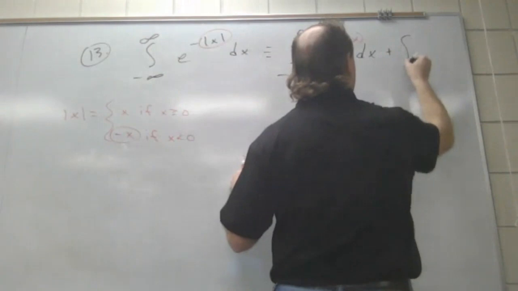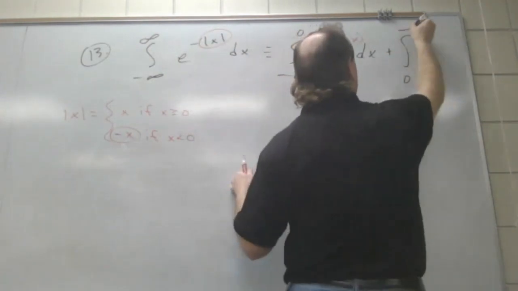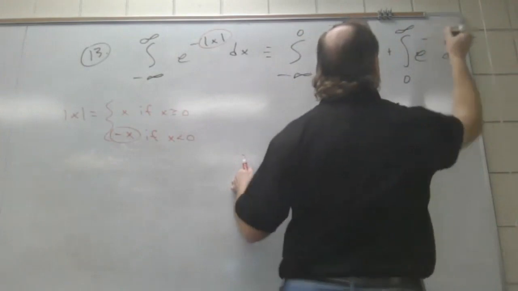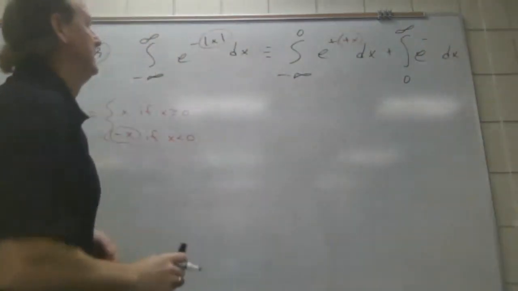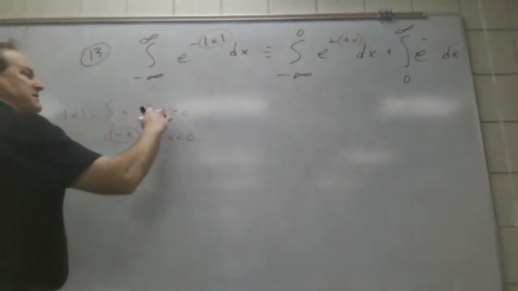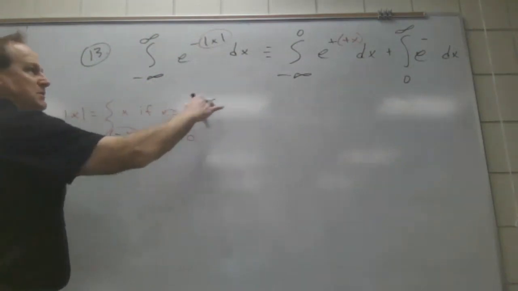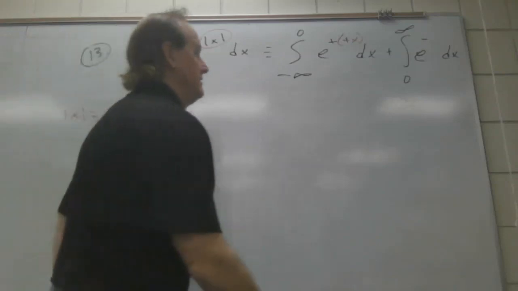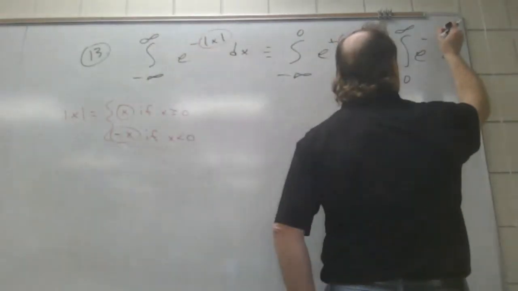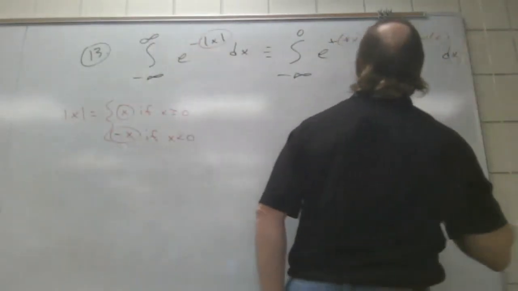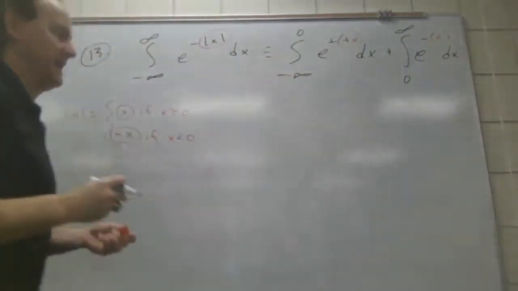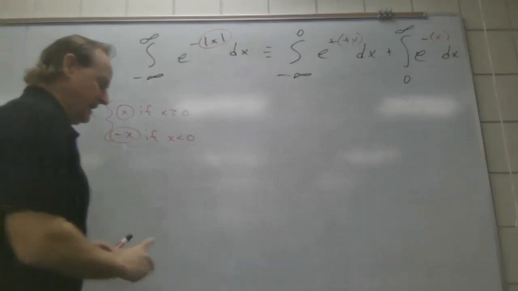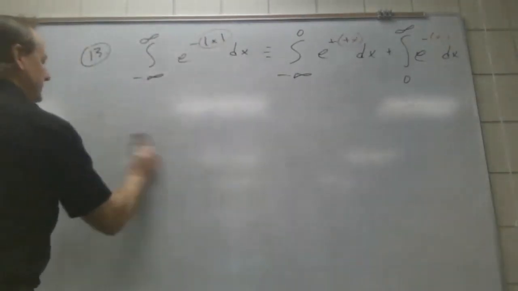Anyway, and then plus, now I'm going to go from 0 to positive infinity with respect to x of e to the minus what? How do I rewrite the absolute value of x if x is greater than or equal to 0, which it is there? X. That's just an x, right? Everybody good with that?